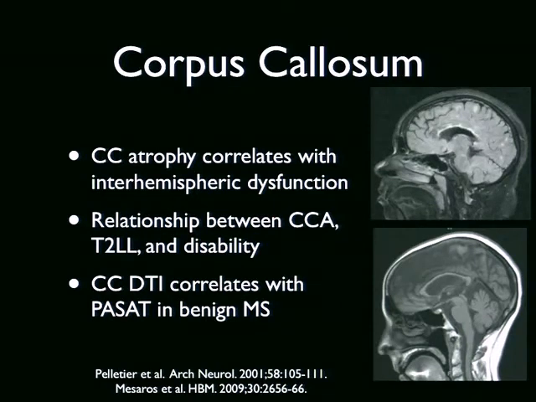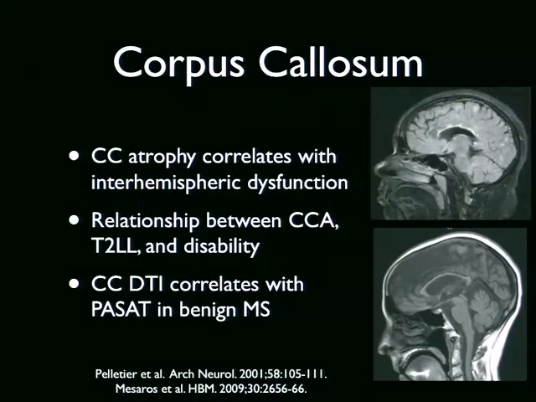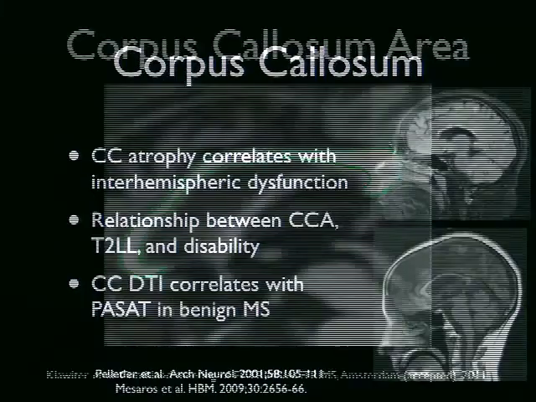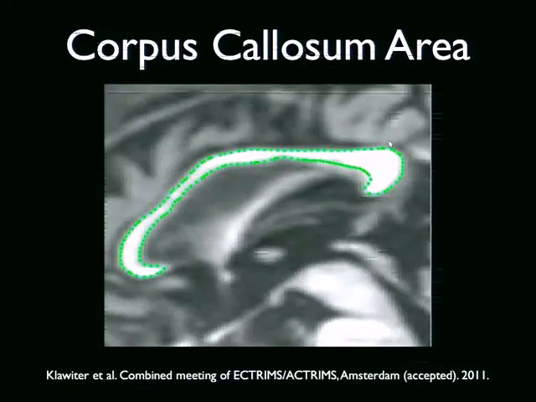And there have been some studies that have correlated corpus callosal atrophy with things like interhemispheric processing, relaying motor, sensory, and verbal information. Another nice study showed a relationship between atrophy of the corpus callosum and T2 lesions and also disability. And it's known that corpus callosal disease can happen very early in the disease. This is not thought to be something that only occurs late.